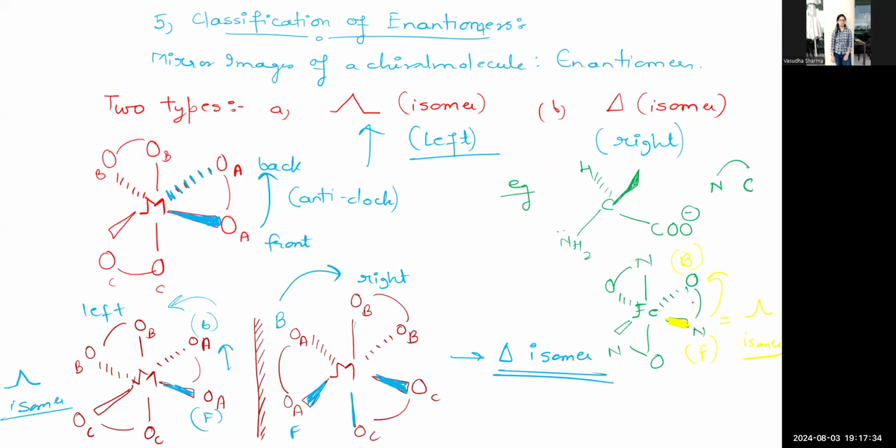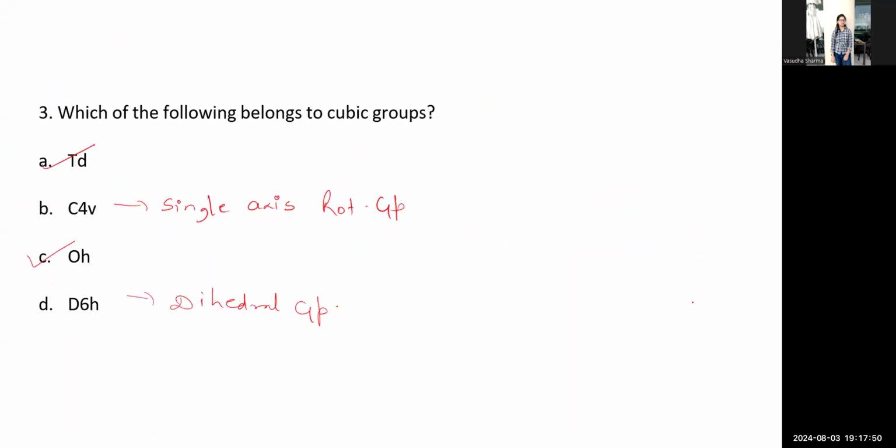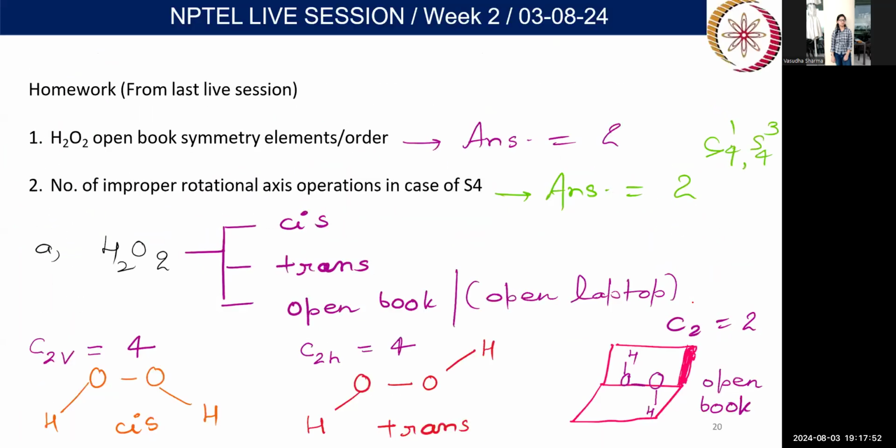And what are the two isomers? We have delta and lambda isomers. If your movement from the front bond to the back atom goes in the left direction, that is lambda. And if it goes to the right, that is delta. Based on that, we have discussed all the assignment problems for week 2 as well.